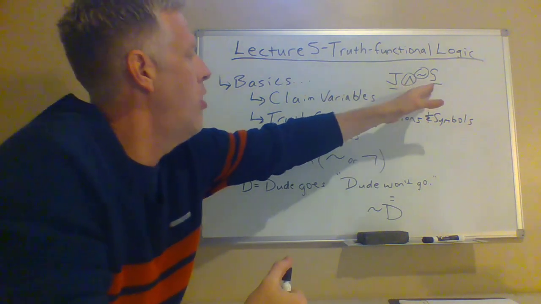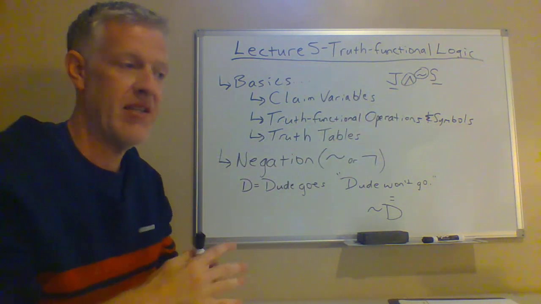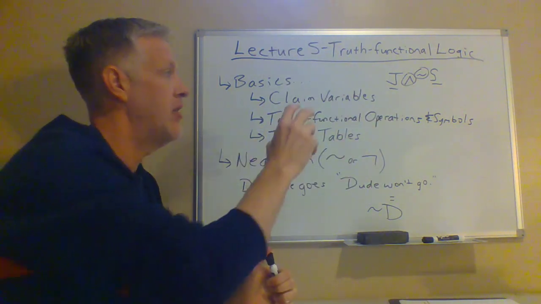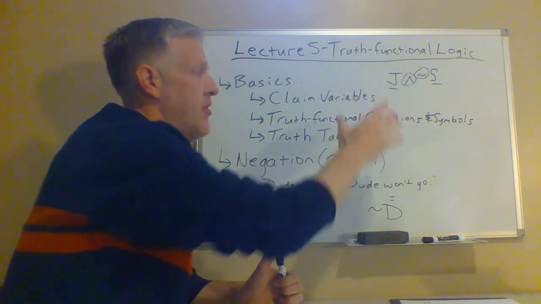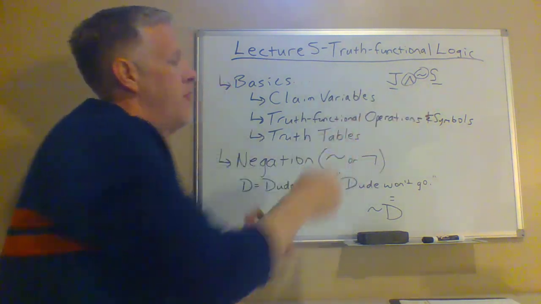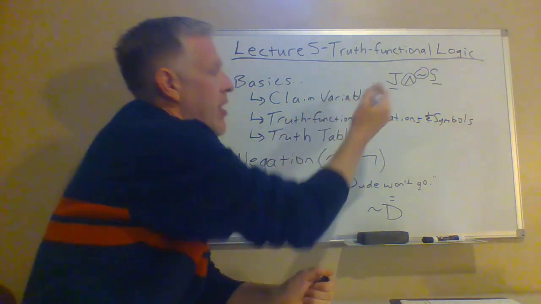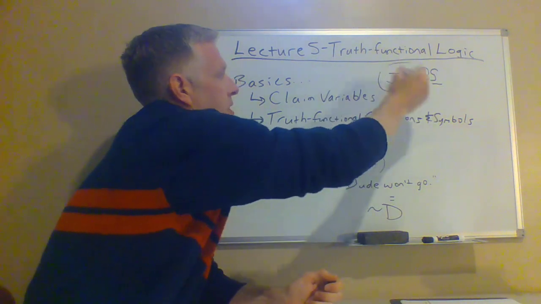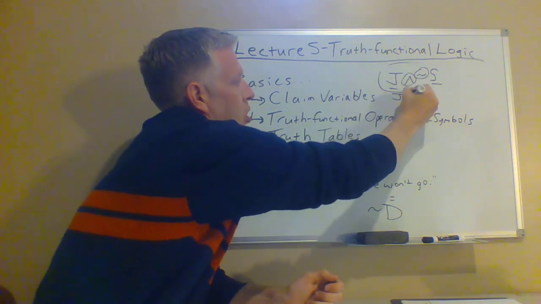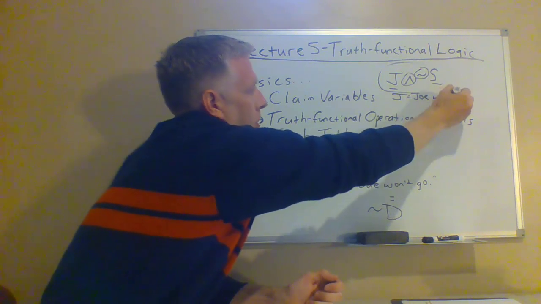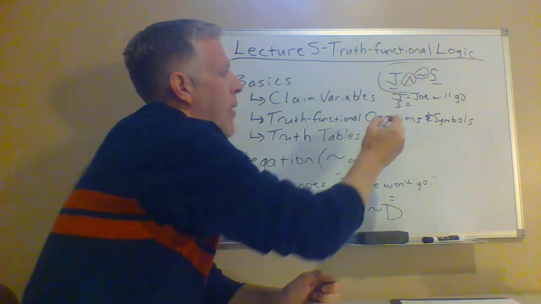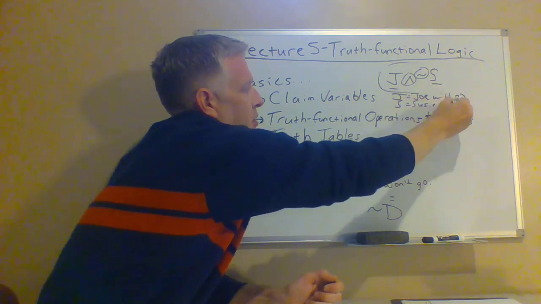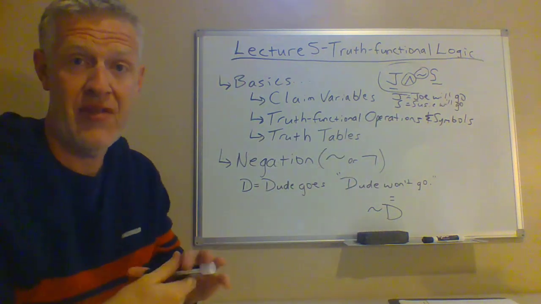So Joe will go, but Susie won't. That's the average everyday sentence that we begin with. And part of our job then is to translate it into what I call logical notation, where it's just these claim variables and these truth functional symbols, which represent, again, those underlying truth functional operations that are at play. So in this example, J represents Joe will go, and S, you have to be careful here, represents Susie will go. It's not Susie won't go, which was what was said in the everyday sense.